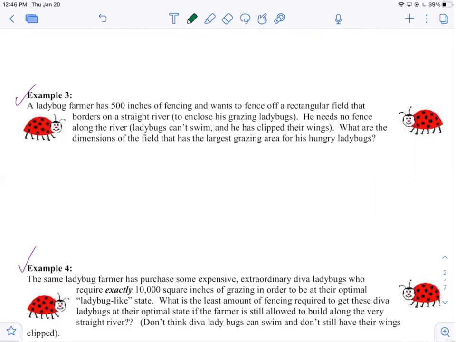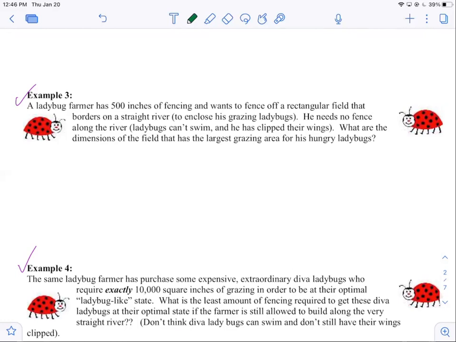Okay, so he wants to enclose a rectangular grazing area for his ladybugs. But here's the thing, he doesn't need fencing along the river because ladybugs can't swim. And I know what you're thinking, well, they can just fly over the fence. The ladybug farmer has clipped their wings. It's a painless process. The ladybugs don't mind. So here's the deal. What are the dimensions of the fenced field that will give the largest grazing area?